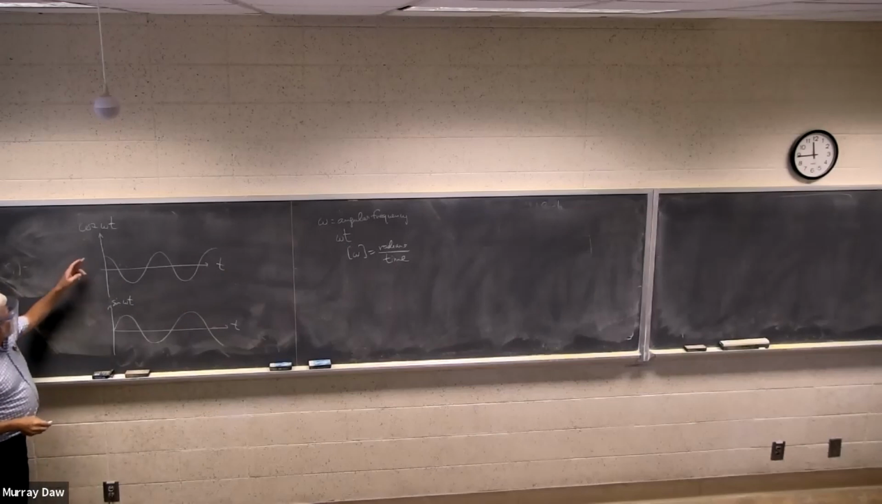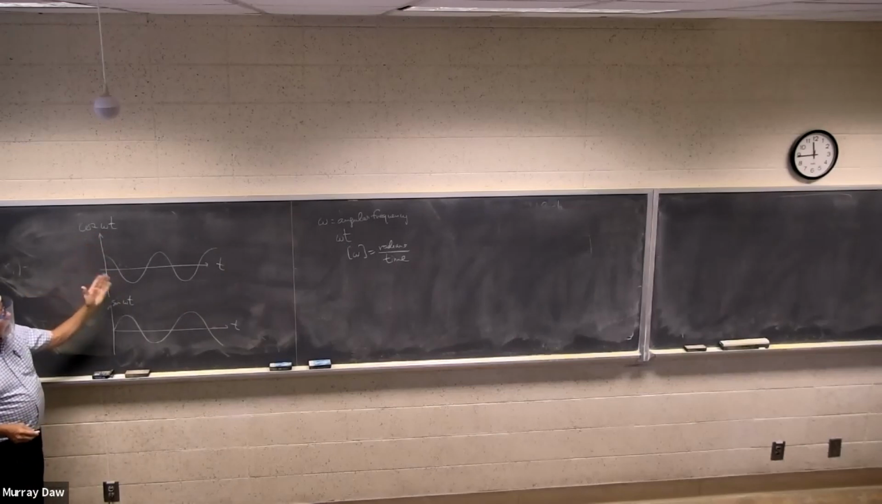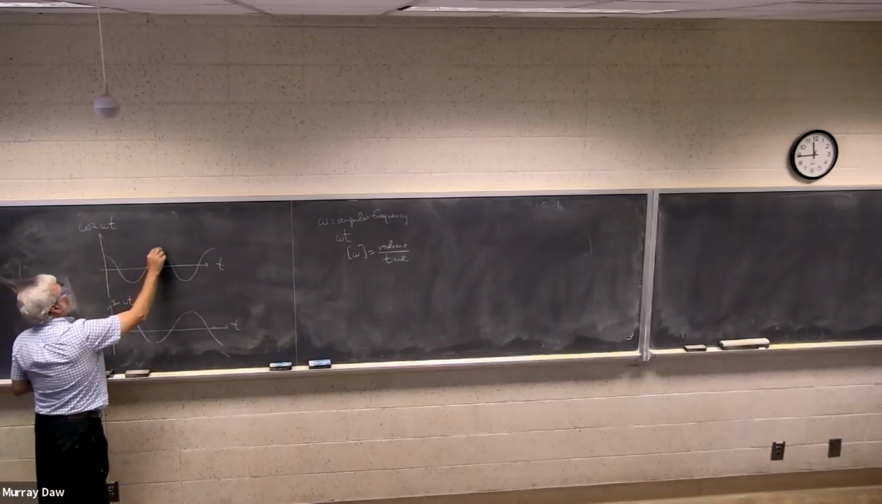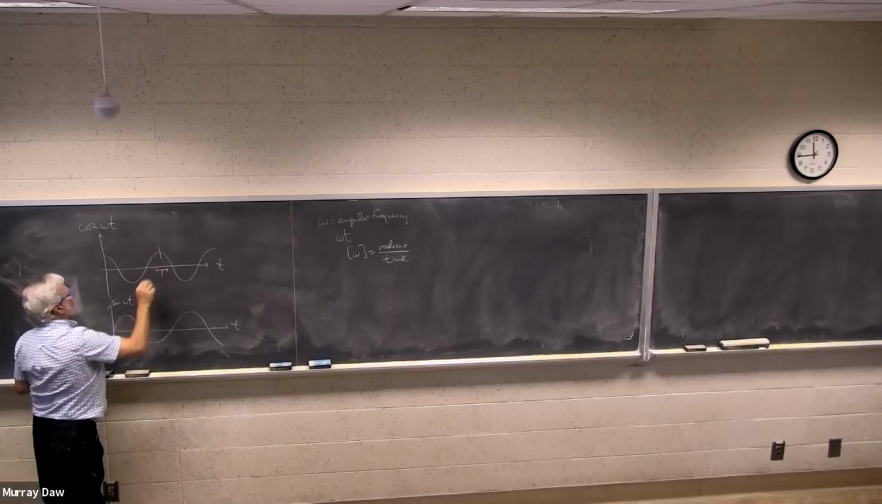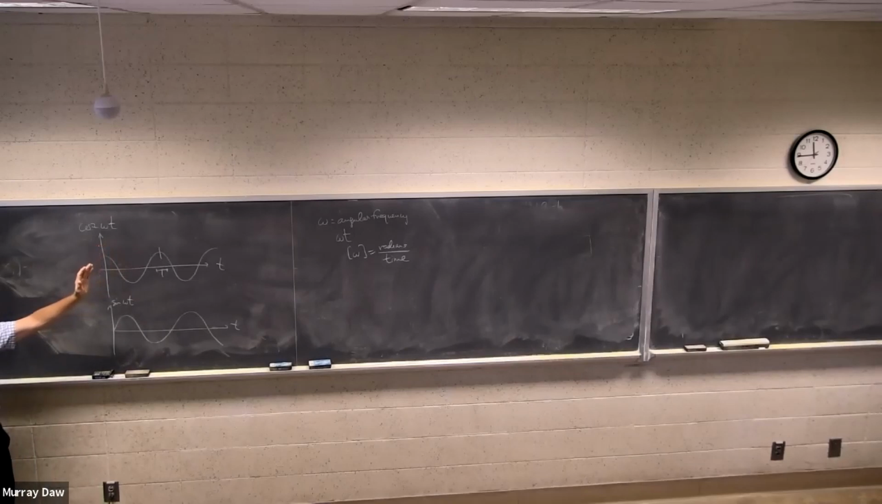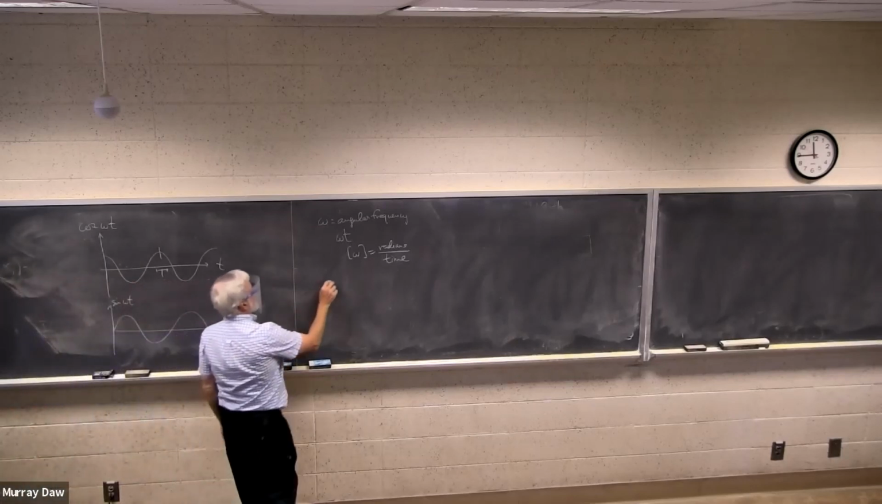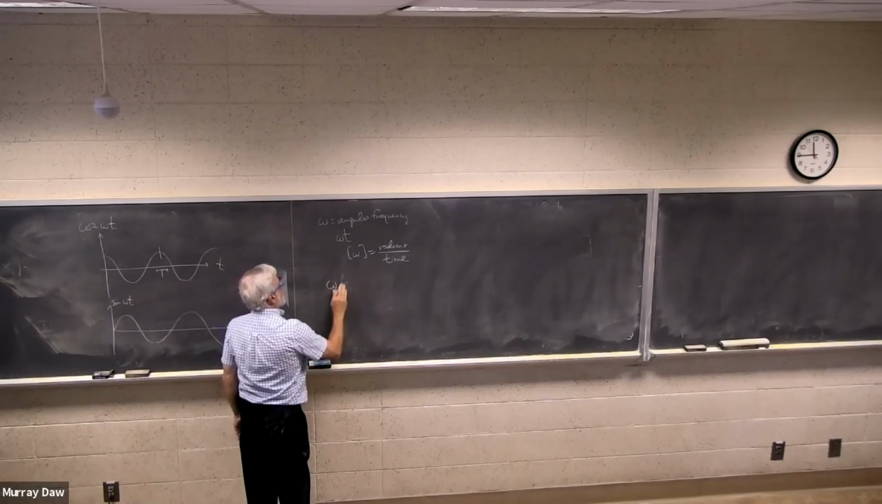So if this is cosine omega t, it starts off at 1 for t equals 0. When it comes back to its full value, that's called a period. I'm going to call it capital T. What's the relationship between omega and capital T? The angular frequency and the period. 1 over? Almost. 1 over the actual f, so you got the 2 pi in there.